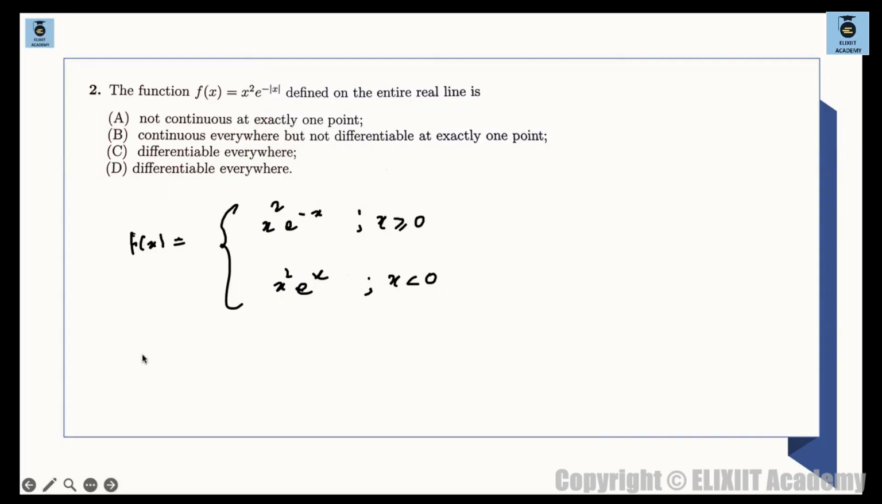Now for continuity, what we'll do, we'll check for 0 plus. We'll check at 0 plus because the function is changing its definition at 0, so we'll check at 0. So f of 0 plus and f of 0 minus we'll check.